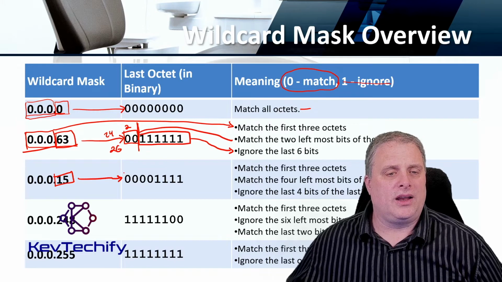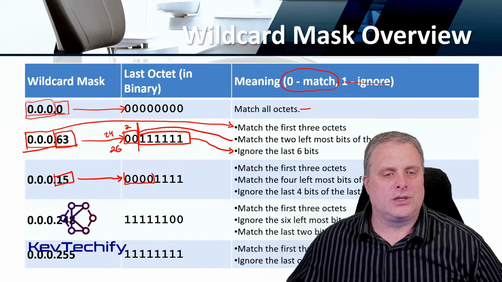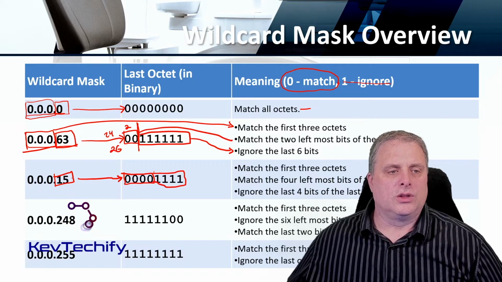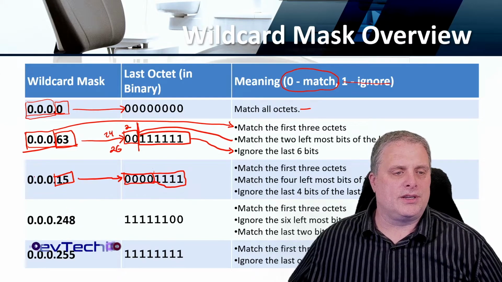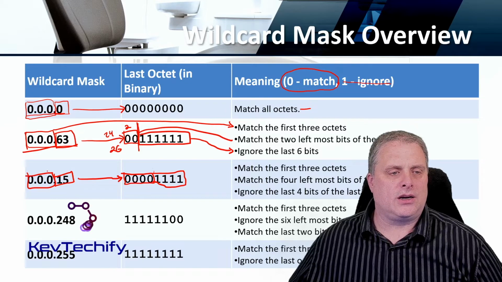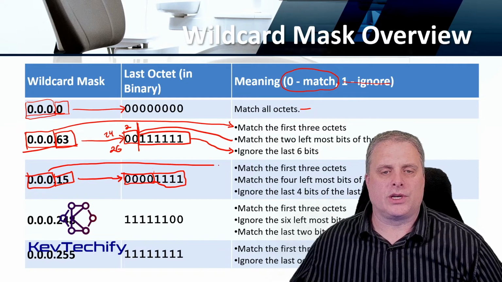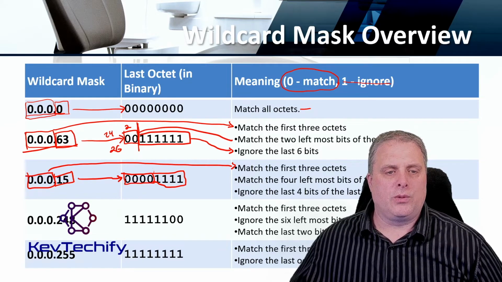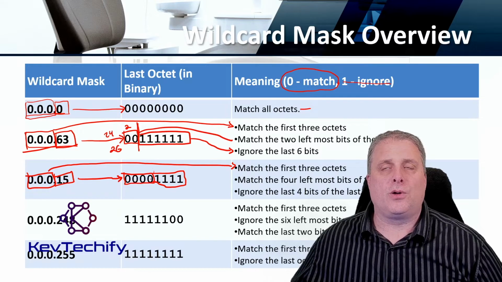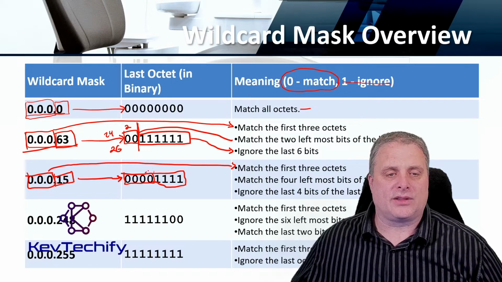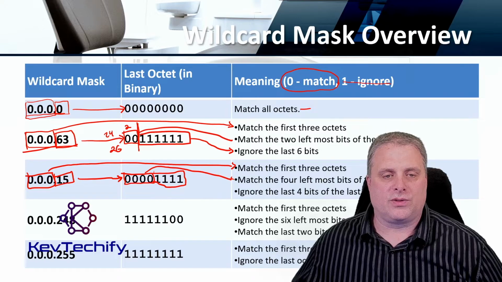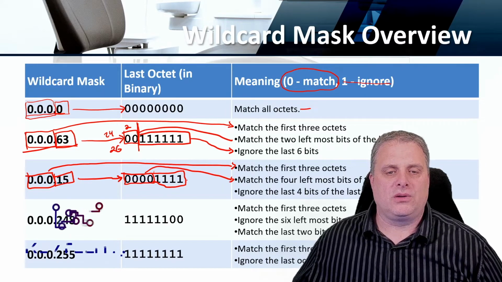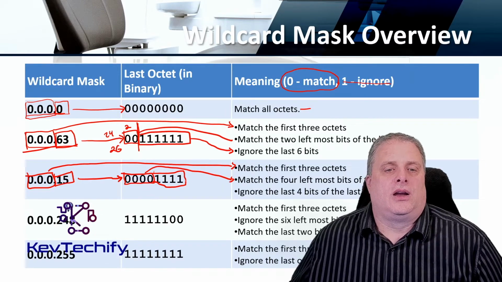Into binary, we get 4 zeros, we get 4 ones. Now, looking at this number holistically, our first 3 octets here, we want to match them because those are zeros. Then we want to match the left 4 most bits in that last octet, because those are zeros, so we want to match those 4. And then these last 4, we don't care what those values are.